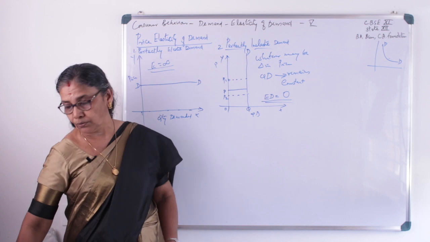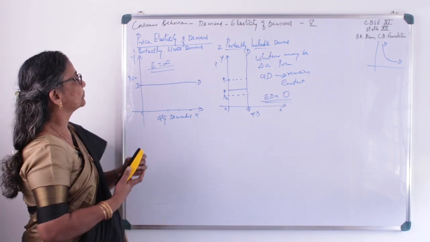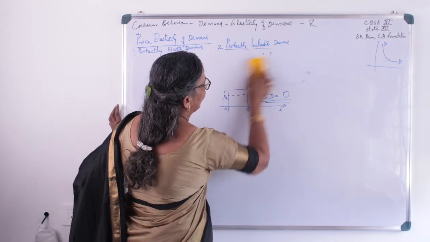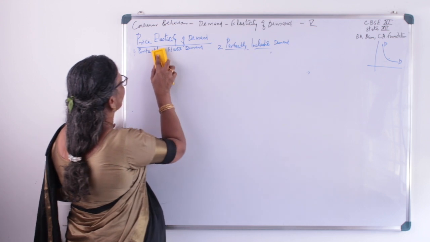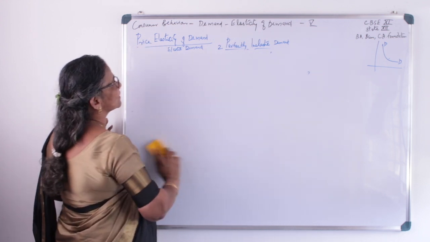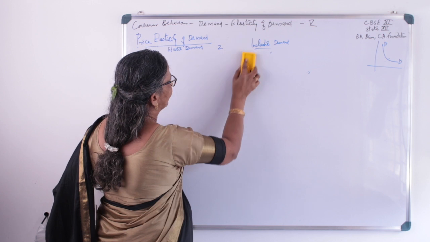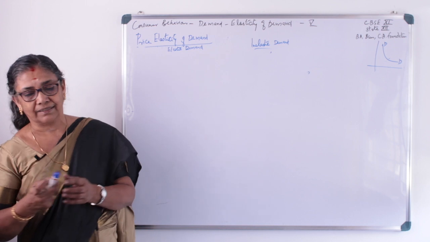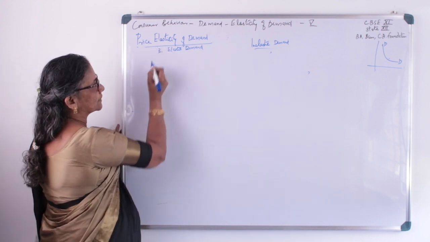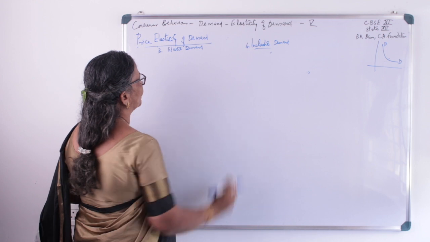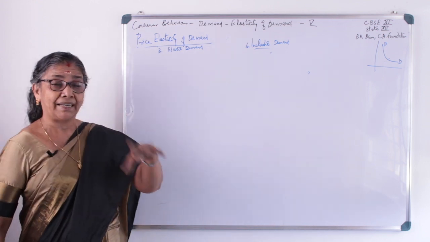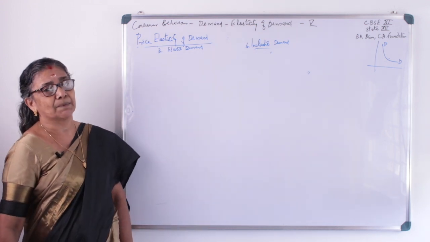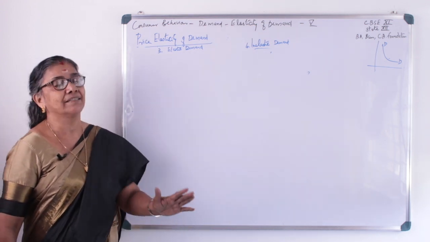I hope you understood the two categories: first one perfectly elastic and second one perfectly inelastic. Now we are moving to what is elastic and what is inelastic demand. Elastic demand comes third, inelastic demand fourth. In the first category, you know the consumer is responding that much towards the change in the price, and in the second category, no change at all.